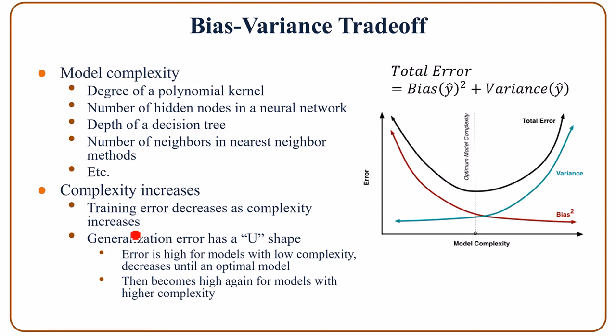Now let's see what happens when we increase the level of complexity. Typically, training error decreases as complexity increases. However, generalization error has a U-shape. Looking at the total error curve, we can see that the error is high for models with low complexity, then decreases until we get a model which is just right. And then it is high again for models with higher complexity.